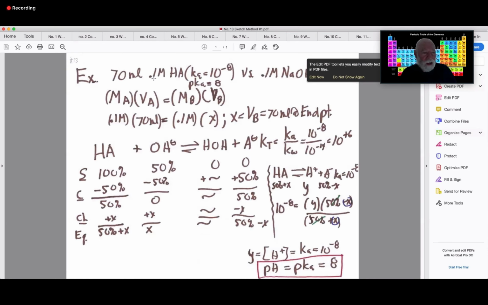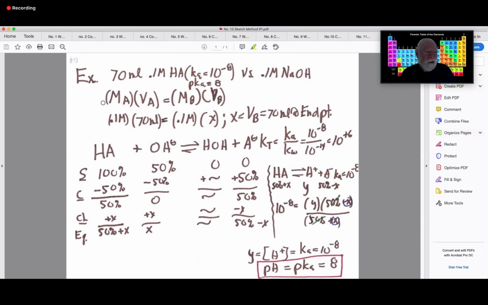Okay, so to illustrate the sketch method, what we're going to have is 0.1 molar weak acid HA, 70 milliliters of it, and you're given the Ka for that at 10 to the -8. Now, I don't know why I did it, but it might be useful. Notice I also wrote down the pKa, but you could get that yourself. If the Ka is 10 to the -8, then the pKa would be 8. And we're going to titrate it with 0.1 molar sodium hydroxide.